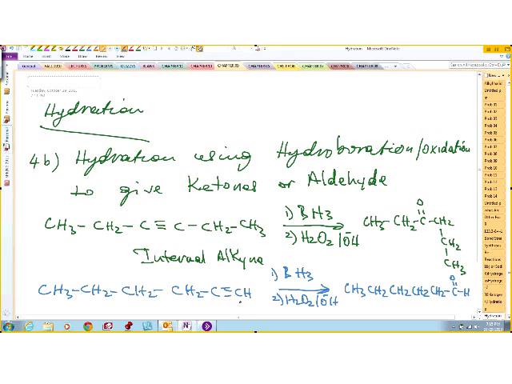So in this case, this last carbon here becomes the carbonyl of an aldehyde. Okay? But if you have an internal alkyne, which is what you have here, you are going to get the carbonyl of a ketone.